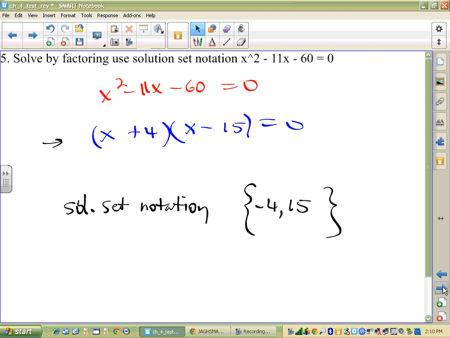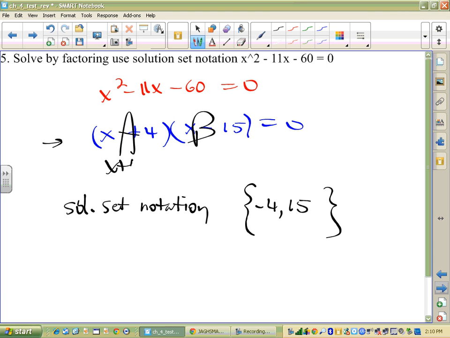By the zero product property, if A times B equals 0, then A equals 0 or B equals 0.